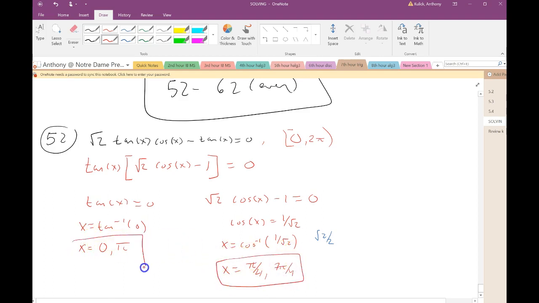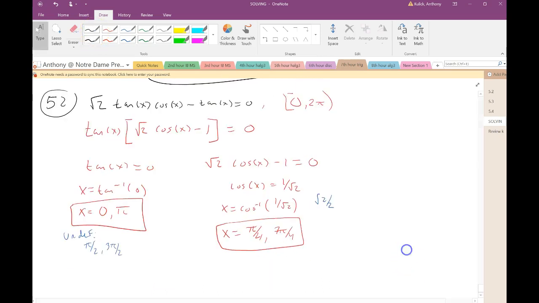So these are our answers, but keep in mind we should do one other thing because we have a tangent in this problem. We should check to make sure that where tangent is undefined isn't one of our other solutions. So remember, tangent is undefined at pi over 2 and 3 pi over 2, and neither of those are answers anywhere else, so these 4 answers are fine. There's nothing we need to throw out.